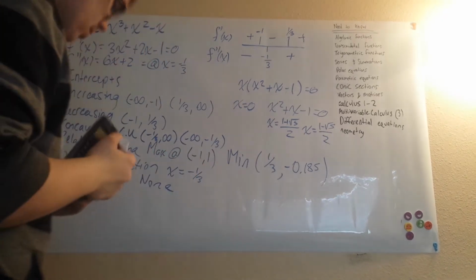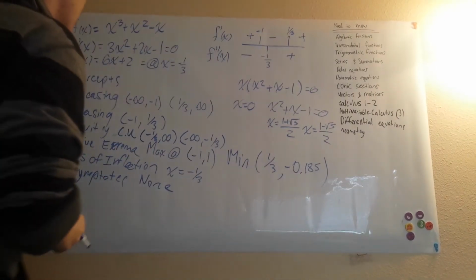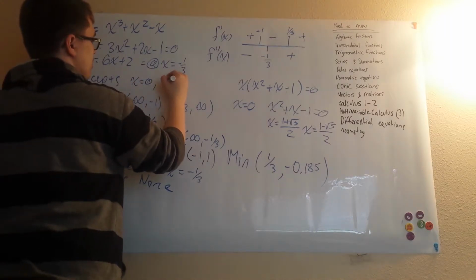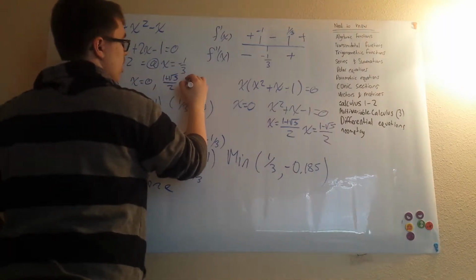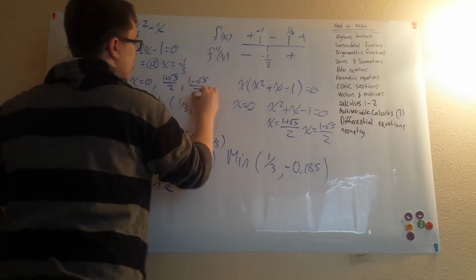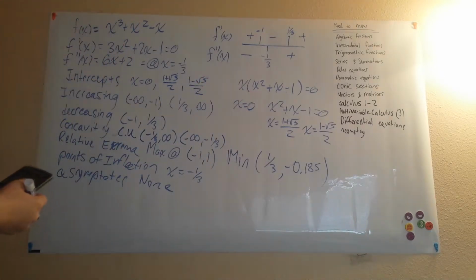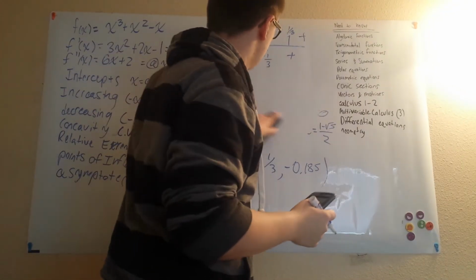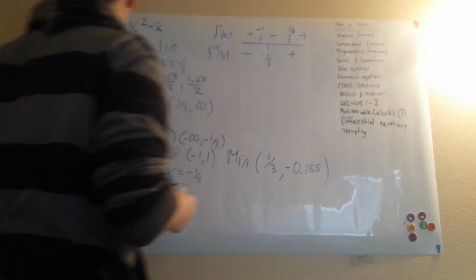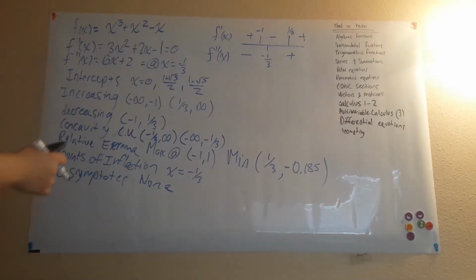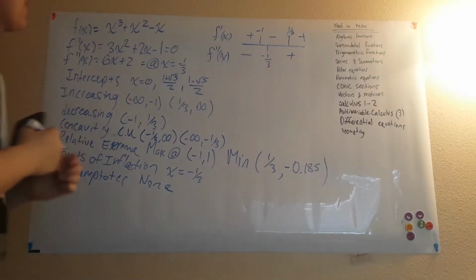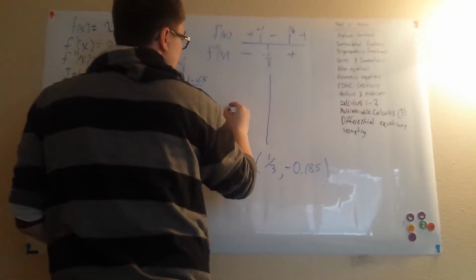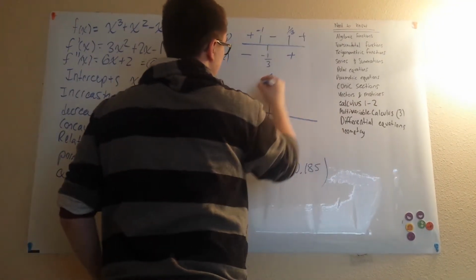So, okay, we got intercepts. X equals 0, 1 plus root 5 over 2, and 1 minus root 5 over 2. So we kind of got all of our information jumbled up. This is all the information we have. So we have so much information now. It's kind of cool. So now we're ready to graph the curve.